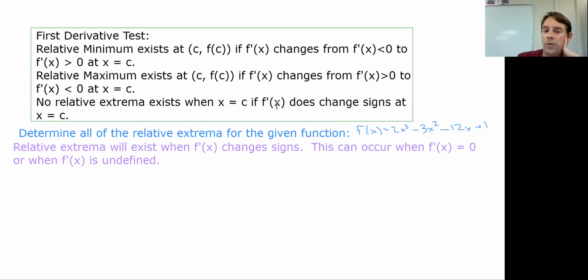Now, we sit back and we do the work. So I give myself permission to take a derivative. I'm going to go ahead and take a derivative here. So f prime of x equals 6x squared minus 6x minus 12.